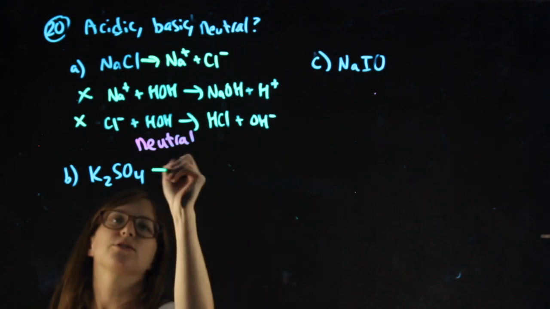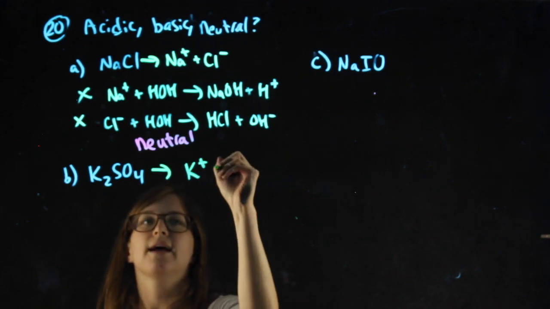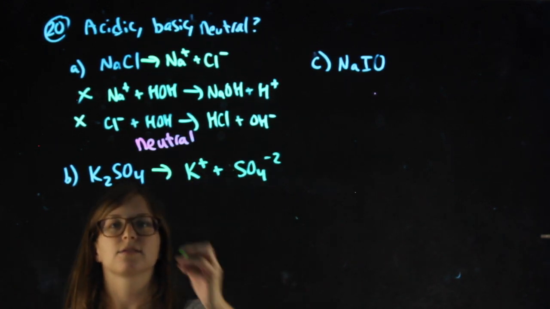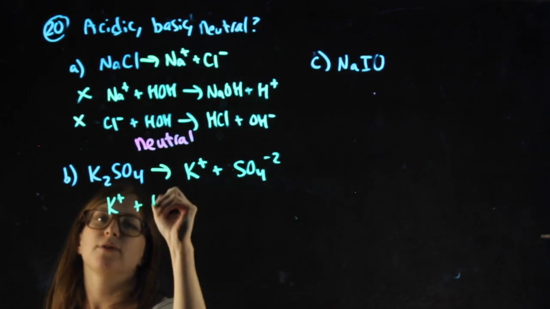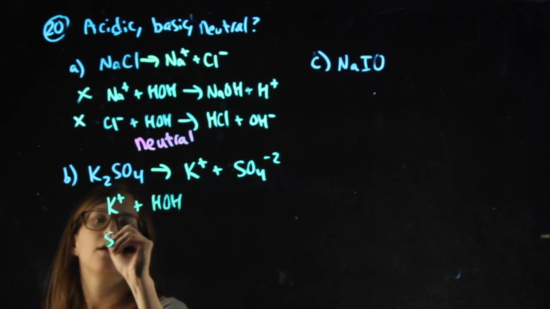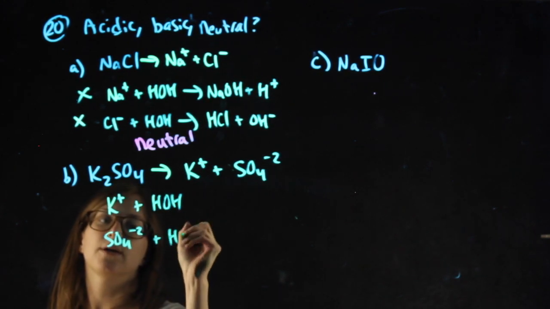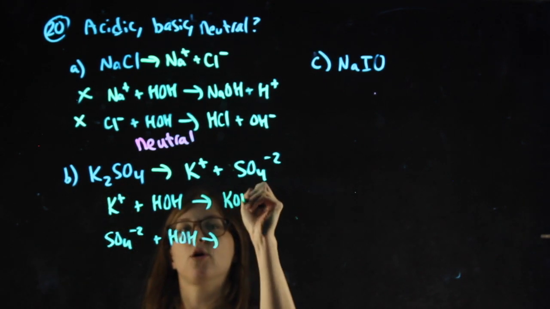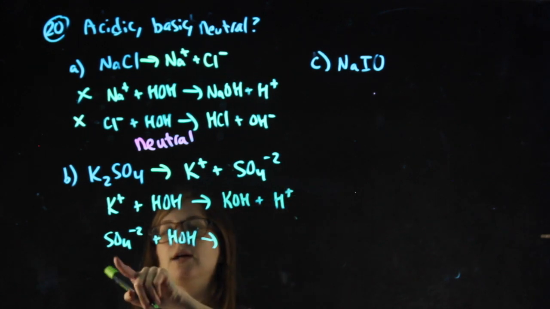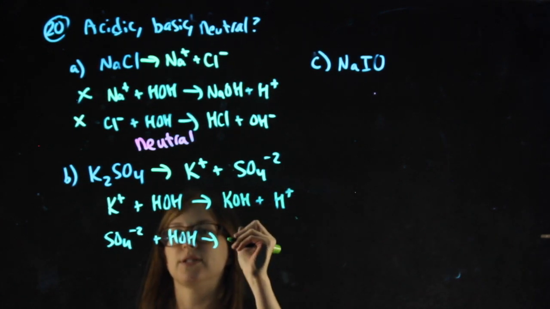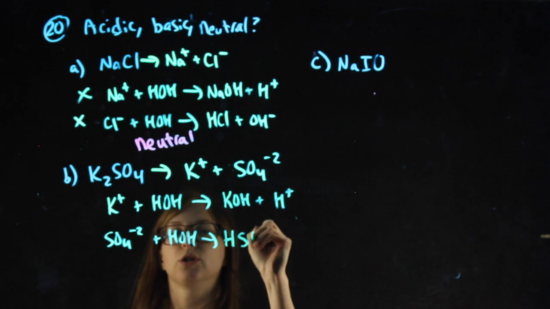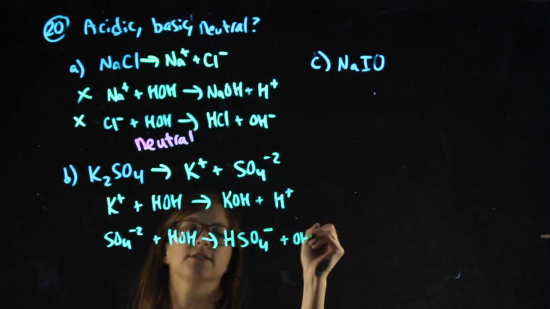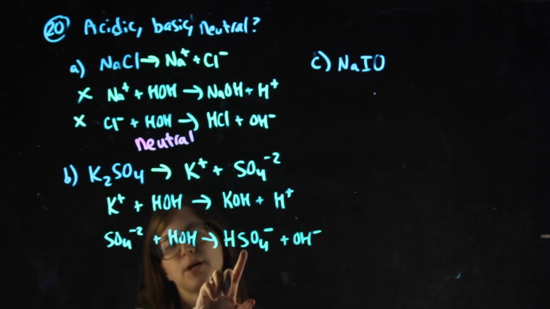Same process, K2SO4 dissociates into K and SO4. You can balance, it doesn't really matter for this case. The potassium ion reacts with water. The sulfate ion, we'll see what happens when it reacts with water. K is positive, so it takes the OH and releases H. SO4 is negative, so it takes the H, 1 H, and releases hydroxide. This one throws some people off.